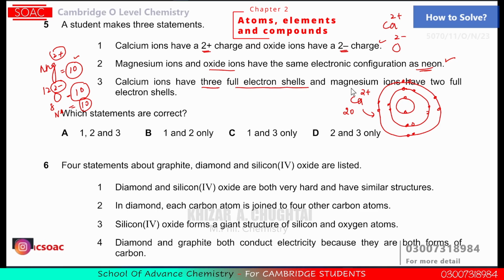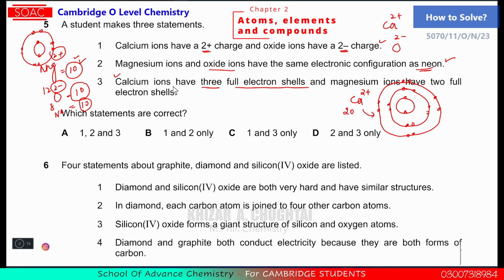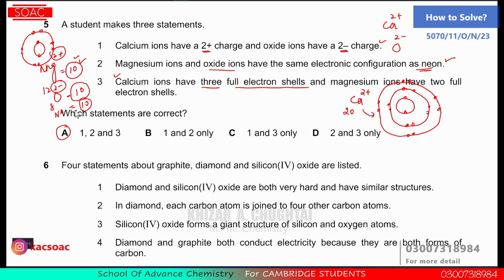What about the magnesium ion having 2? Yes, there are 10 electrons. So magnesium has 2 electrons in the first shell and 8 electrons in the second shell. So this is also true. This statement is also true. So 1, 2, 3, A is the correct option.